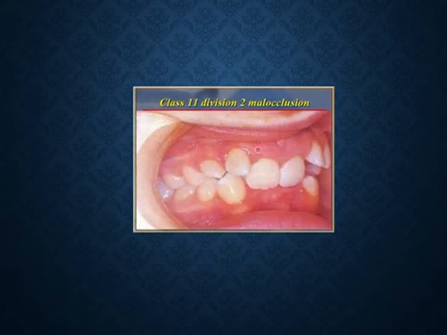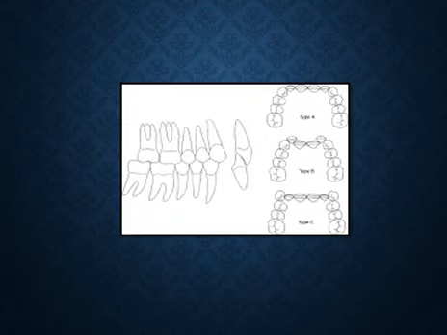There are three types of Class 2 Division 2 malocclusion that can be distinguished, based on differences in spatial conditions in the maxillary dental arch. Type A, where the four maxillary permanent incisors are tipped palatally without the occurrence of crowding. Type B, where the maxillary central incisors are tipped palatally and the maxillary lateral incisors are tipped labially. Type C, where the four maxillary permanent incisors are tipped palatally with the canines tipped labially.